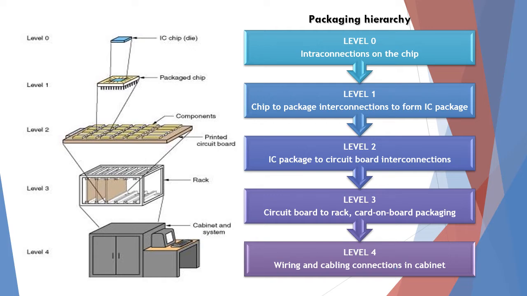Okay, electronic packaging. The first one, level 0, is intra-connection on the chip. This is what we learned in the IC chip previously. Then there is level 1, chip to package interconnection to form the IC package, which we saw in the last lecture. The one that we're going to see this time is level 2, IC package to circuit board interconnection. Then level 3 is circuit board to rack card on board packaging. And the last one is wiring and cabling connection in cabinet.